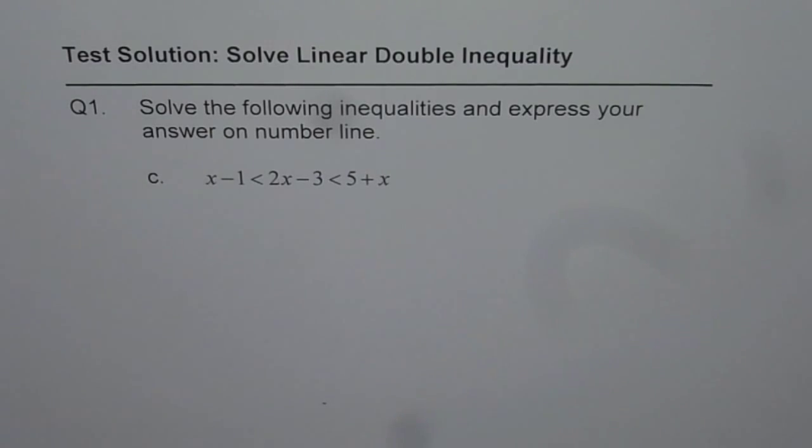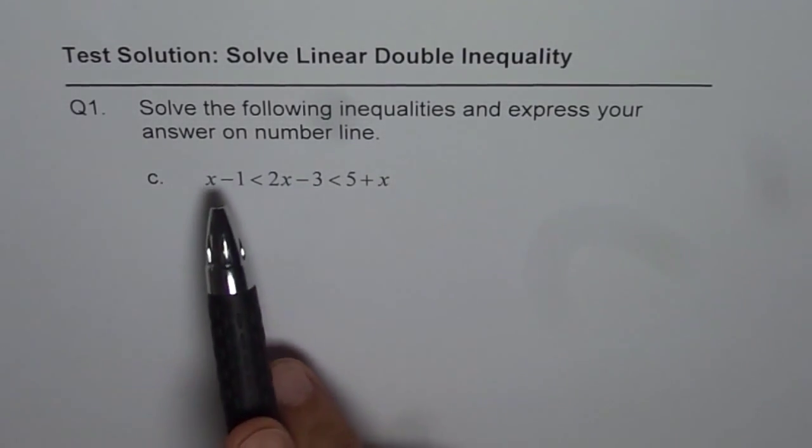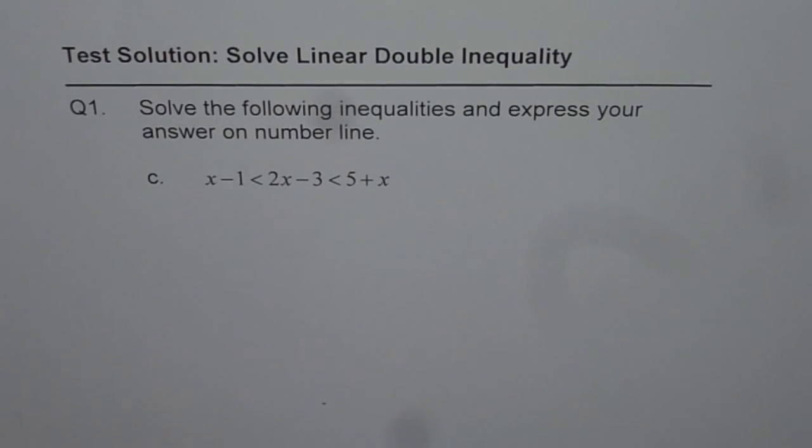Here's the solution for part C of question 1 of your test. Really, we have a double inequality here to solve. The question is, solve the following inequalities and express your answer on number line. Part C. X minus 1 is less than 2x minus 3, which is less than 5 plus x.